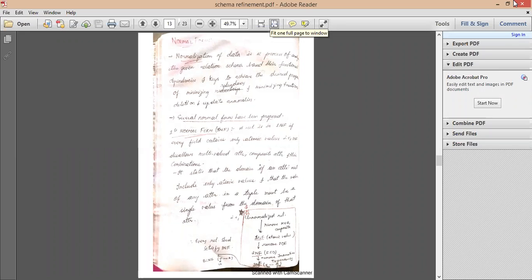Suppose they're asking you to explain multi-value dependency. Whenever you say multi-value dependency, they are speaking about 4NF. And next, if they say single value dependency, that is nothing but 1NF. So they are asking you all the normal forms. I've seen many 3NF, BCNF, 4NF, 5NF, or they might ask you the difference between them.